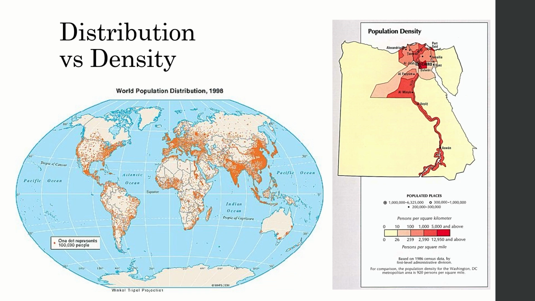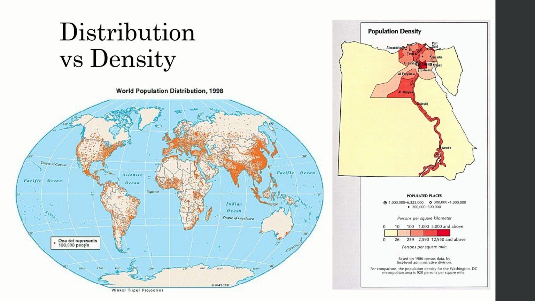Let's begin with the difference between distribution and density. Density is a basic mathematical formula. It's a number of people or animals or things in a population divided by the area that they're found in. Whereas distribution looks at patterns on a geographic or spatial scale. There are different ways of looking at or identifying distribution.